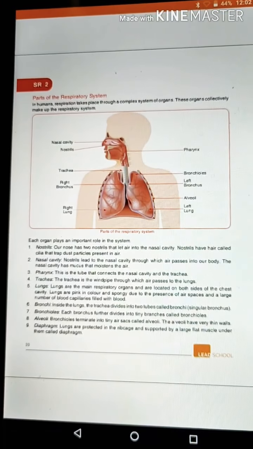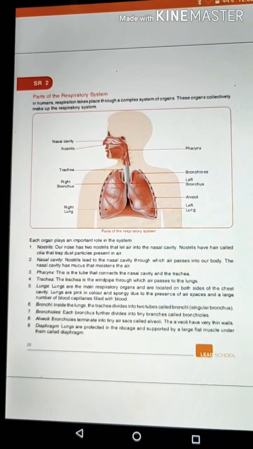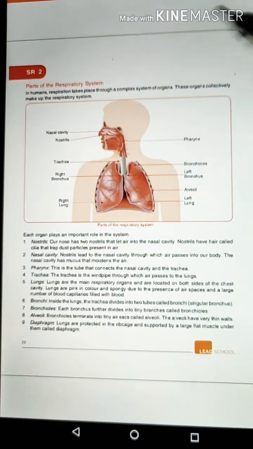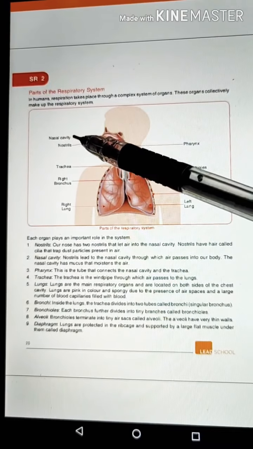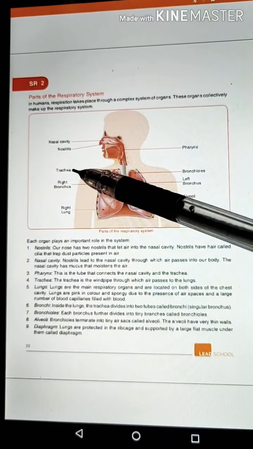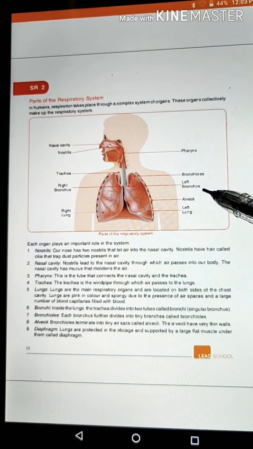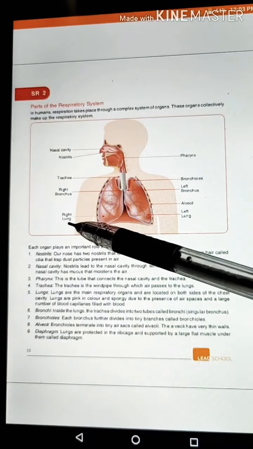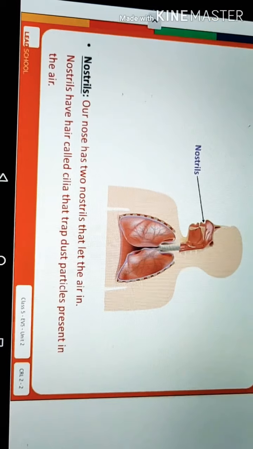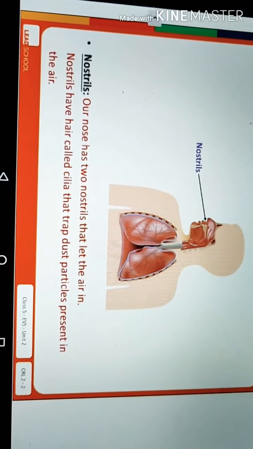Moving ahead to the next topic, we will learn about the parts of the respiratory system. There are a total of 9 parts in our respiratory system. First one is nasal cavity. Second is nostril, then pharynx, trachea, bronchioles, right bronchus, left bronchus, alveoli, right lung and left lung.